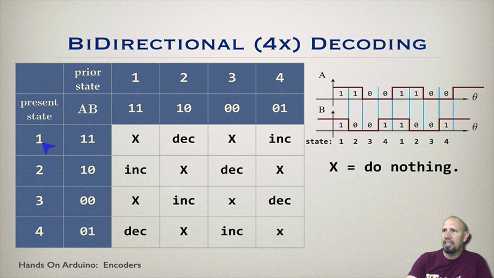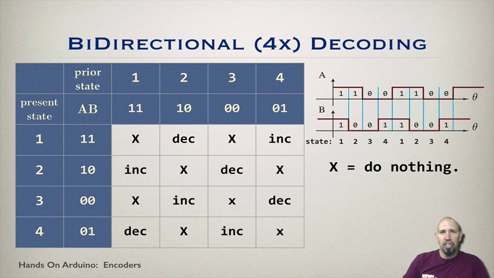So the present state, in this case, is 1. The prior state was 2. If the prior state was 2 and the present state is 1, that means we've gone backwards, and so we decrement. If the present state is 1 and the prior state was 4, we've gone from 4 to 1, we've gone in the positive direction, so we increment our counter. And so this map basically shows all the things to do at each transition.